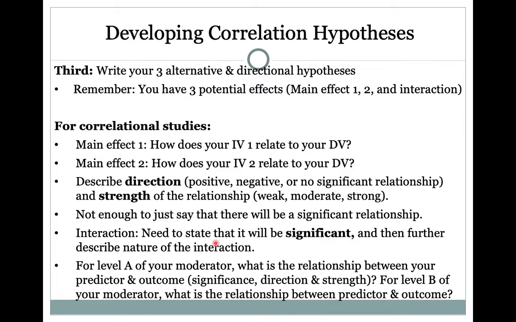For the interaction, with a correlational design, you have to predict a significant interaction and then explain the nature of the interaction. Again, it's not enough to say it's significant, you need to describe what that means.